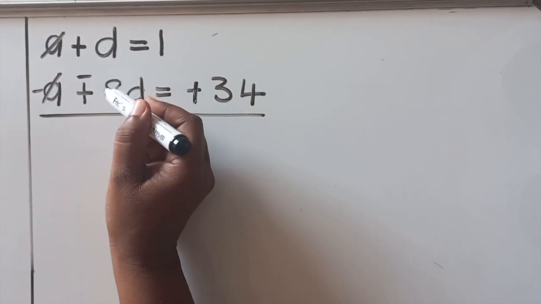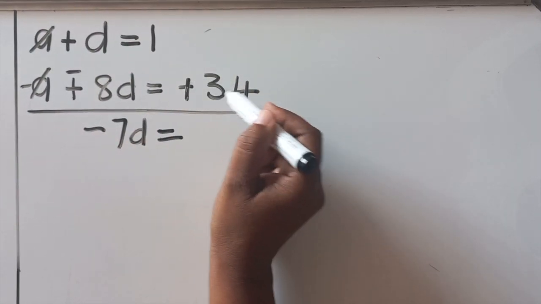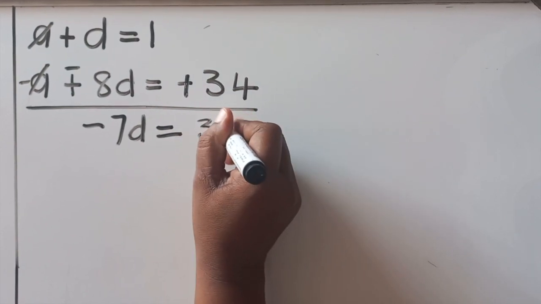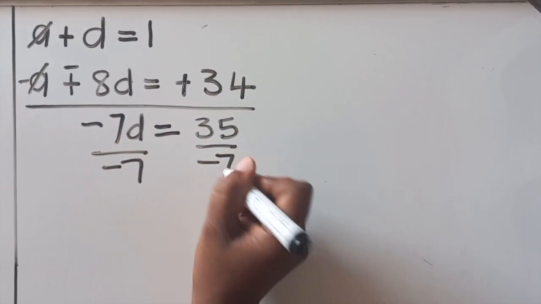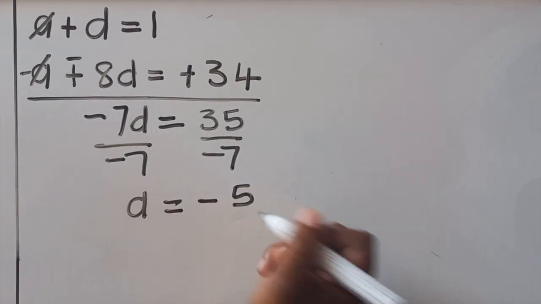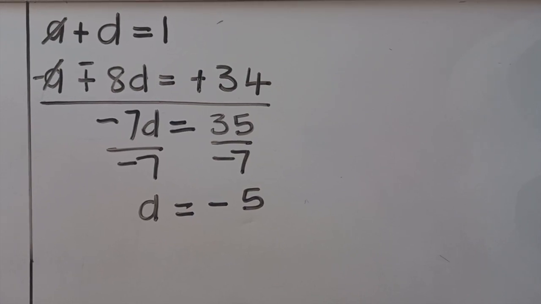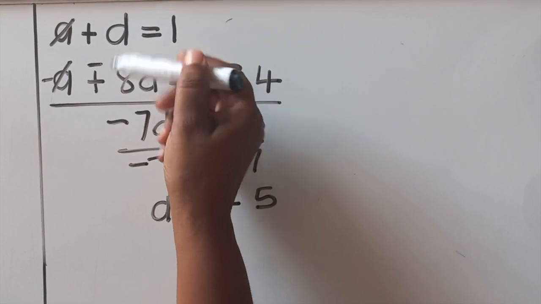And then D and 8D will be minus 7D. 1 plus 34 will be 35. Then we divide by negative 7 on each side. And then D will be equal to negative 5. Right? And now you're going to use that. Take one of the equations, not both of them. Use one of the equations.